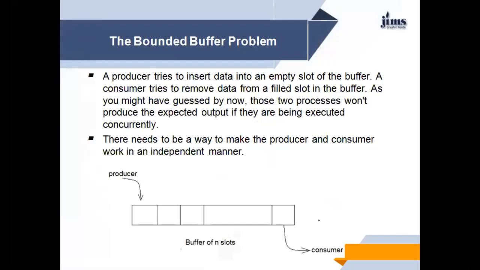As you might have guessed by now, those two processes wouldn't produce the expected output if they are being executed concurrently, since the producer will produce and the consumer will consume. So they cannot produce the expected output if executed concurrently. So there needs to be a way to make the producer and consumer work in an independent manner.